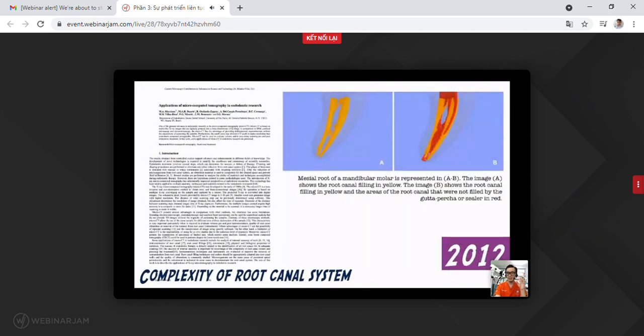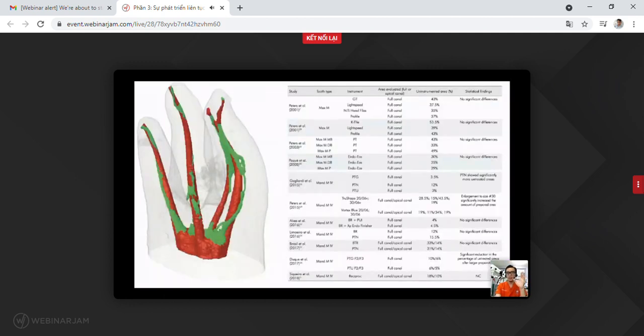We can see the area joining the two main canals, the isthmuses, that cannot be cleaned or shaped by the files you are using in your daily practice. So how do we get there? How do we get there so that we can clean the area?